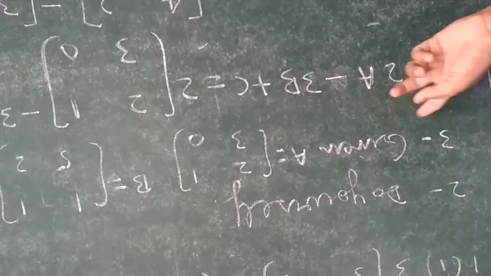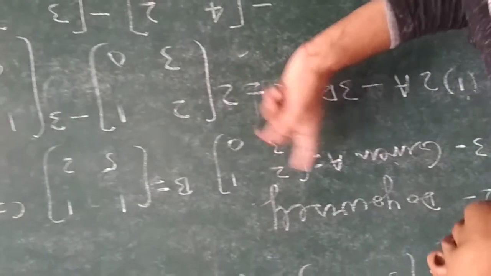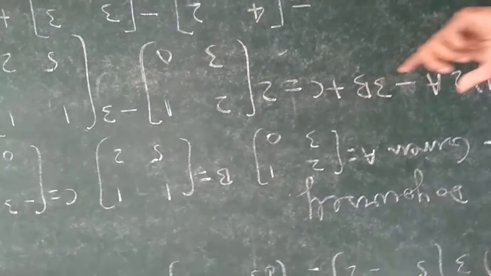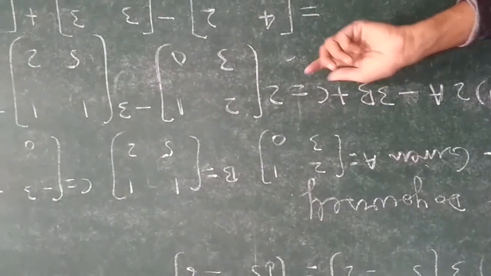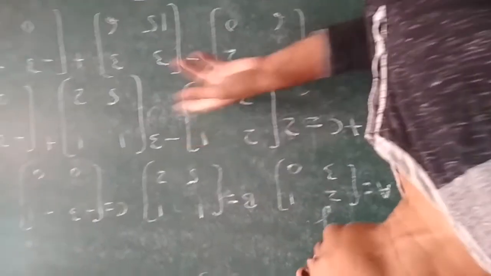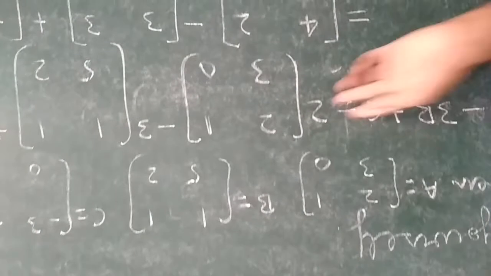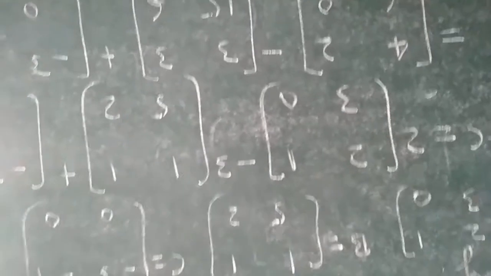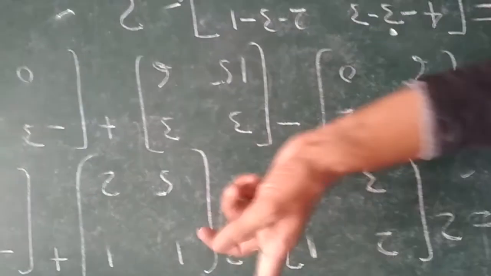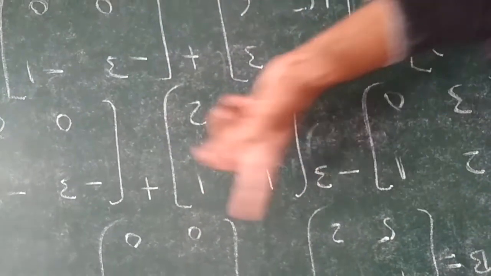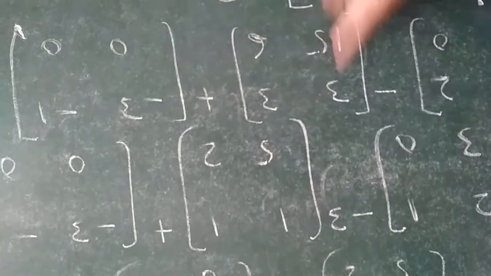Question number 3, given A, B, C. There are 3 matrices given. In the first part, we have to find 2A minus 3B plus C. So we have to put the value of A, B, C here, and then whatever numbers are written outside, you have to multiply with every element. 2 times 4, 2 times 2, 2 times 3 is 6, 2 times 0 is 0, 3 times 1 is 3, 3 times 1 is 3, 3 times 5 is 15, 3 times 6. Here there is no number, so you will leave it as such.